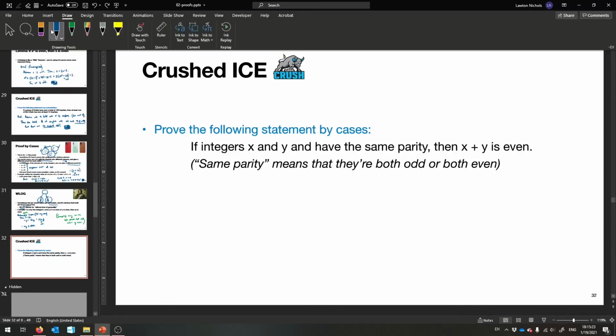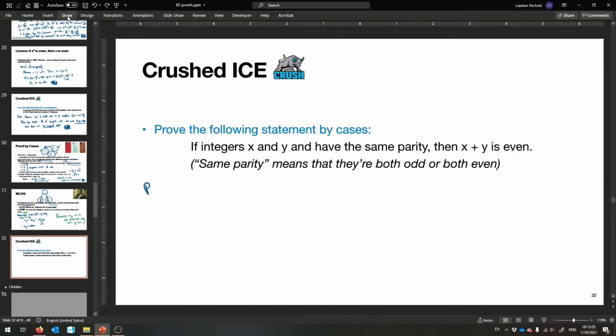So here we go. Proof. I think you see that there are two cases. Either they're both odd or they're both even. So case 1 over here, they're both odd. And then case 2 we'll prove over here. Case 2, where they're both even.